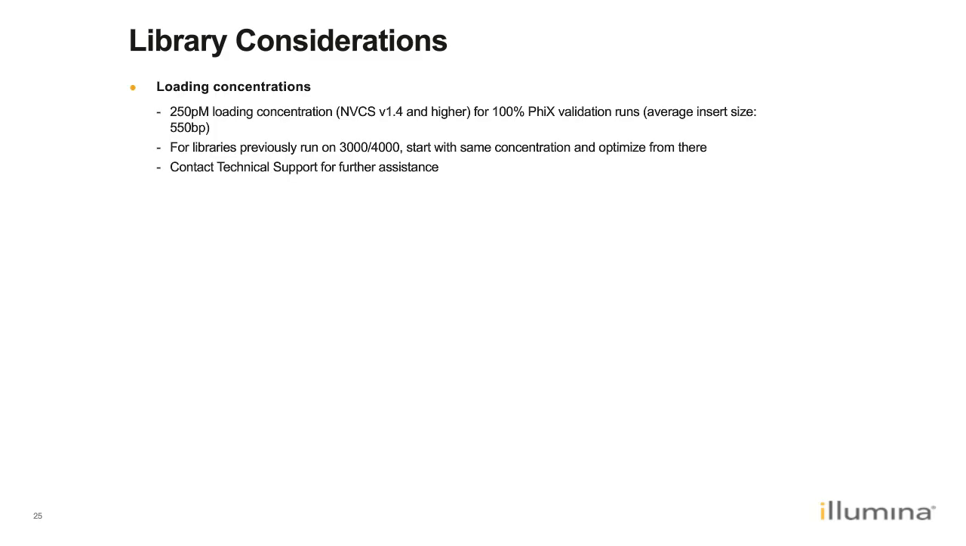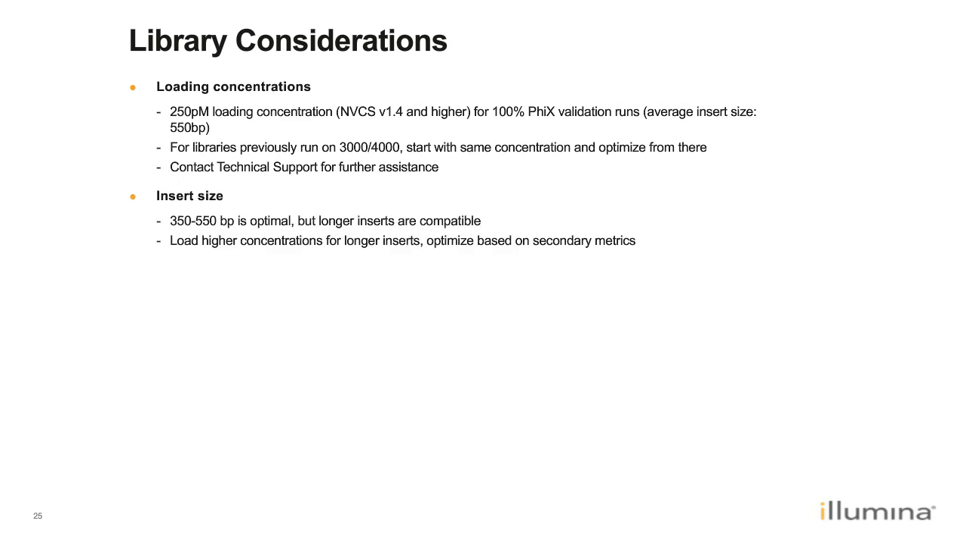So just a few library considerations. The first consideration is loading concentration. If we're running a 100% Phi-X run, we use a 250 picomolar loading concentration going into onboard cluster generation. As with all Illumina platforms, shorter libraries have higher clustering efficiency. So depending on the size, the loading amount should be adjusted accordingly.